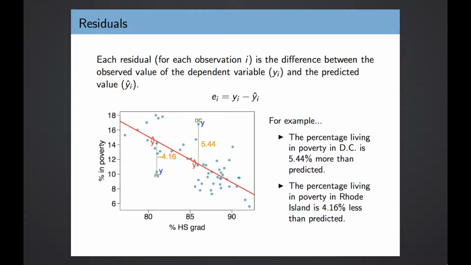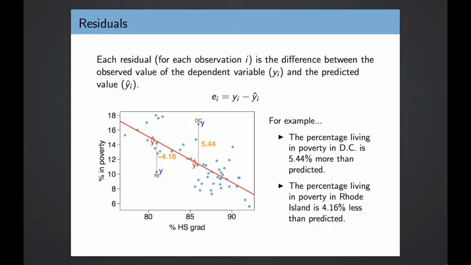For each observation, which we're going to denote with the letter i, the residual is the difference between the observed value of the dependent variable and the predicted value of the dependent variable. When we have a predicted value, we denote that with this little hat symbol above the variable. So the predicted value is y hat i, the predicted value for observation i, and the actual observed value is just y i. There is a residual associated with each of the data points in this scatter plot. Let's talk about two of those in particular to illuminate this a little bit more.